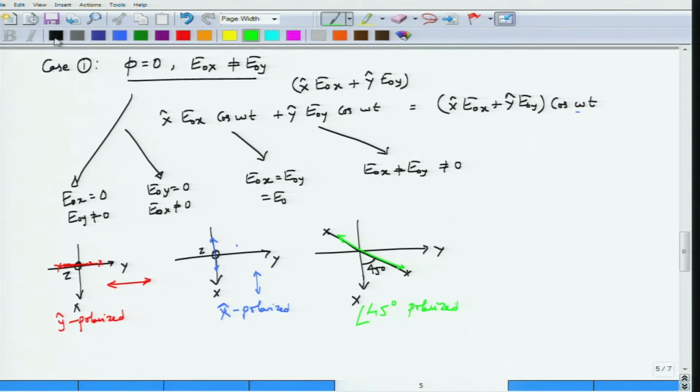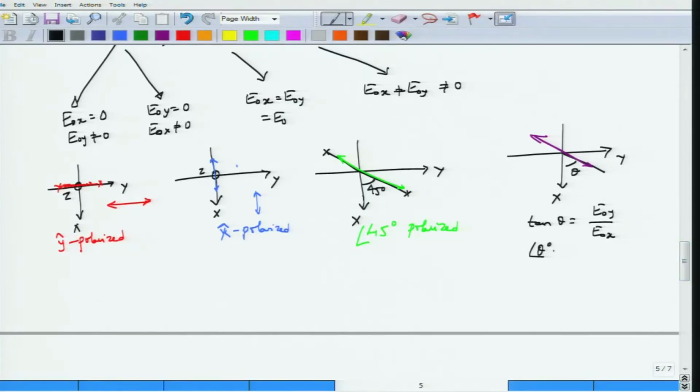In general, of course, if none of these values are equal, then you will see that it can be at an angle theta. The electric field would still be along a particular direction, but it would be oscillating at an angle theta. And what is the angle theta? The expression for tan theta is given by E0y by E0x. Based on this, you know the angle of oscillation. So this is called theta degree or theta radian polarized. This is the most general case.